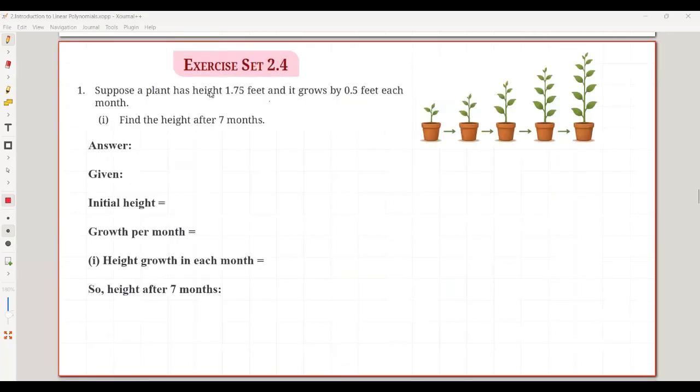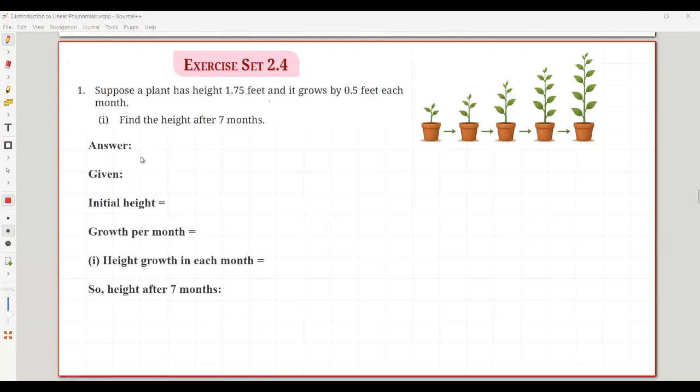Suppose a plant has height 1.75 feet and it grows by 0.5 feet each month. Find the height after 7 months. They are asking to find the height after 7 months. I have given a sample image. The plant height is 1.5 feet, and it grows 0.5 feet every month. Now we have to find the height after 7 months.